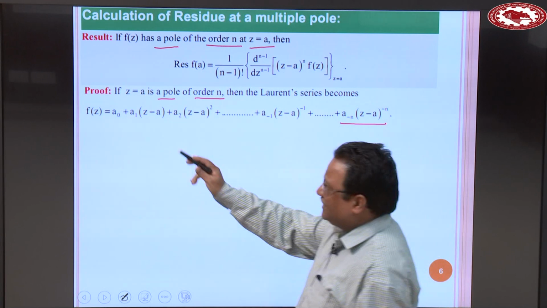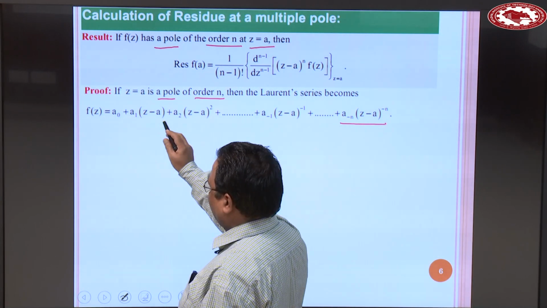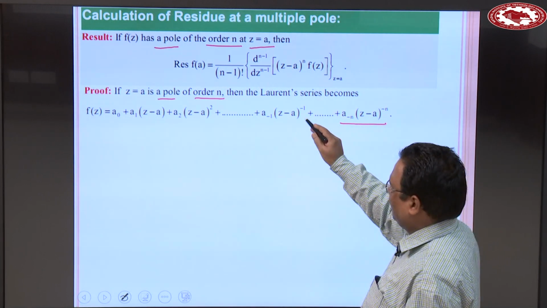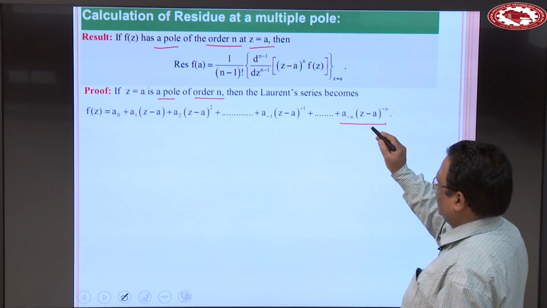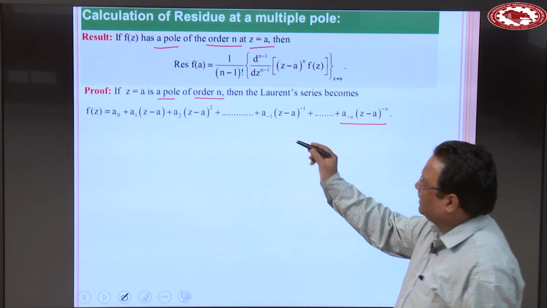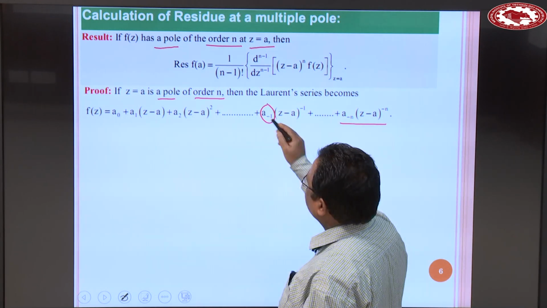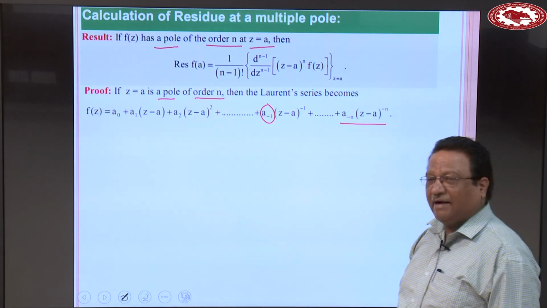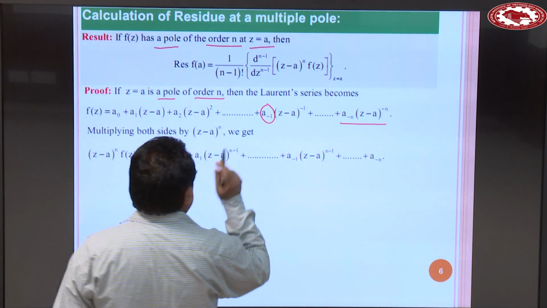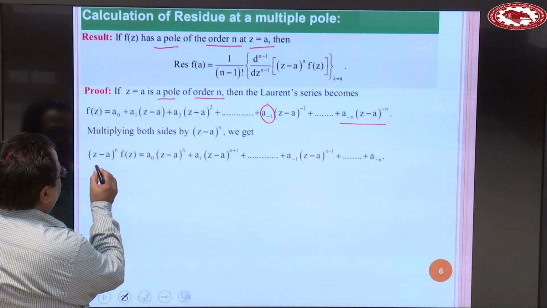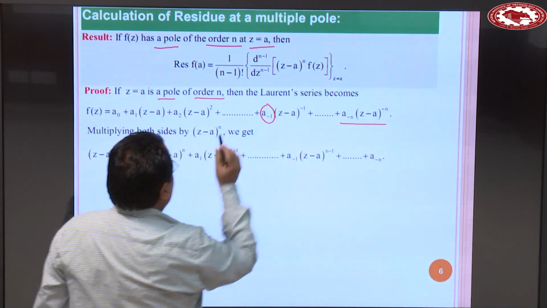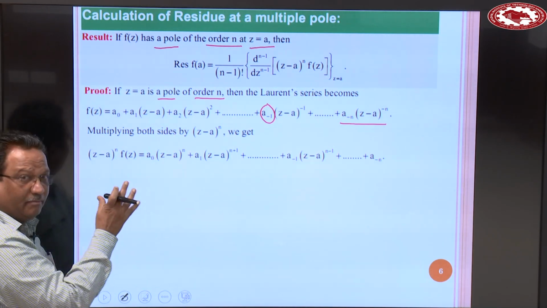Clear? So f(z) is equal to a naught plus a1 (z minus a) plus a2 (z minus a) square plus and so on, a minus 1 (z minus a)^(minus 1) and so on, plus a minus n (z minus a)^(minus n). The purpose is to evaluate this term, a minus 1. This one is the residue of f at a. So you have to calculate this. Multiplying both sides by (z minus a)^n, we obtain (z minus a)^n f(z). So you have to form this, right?